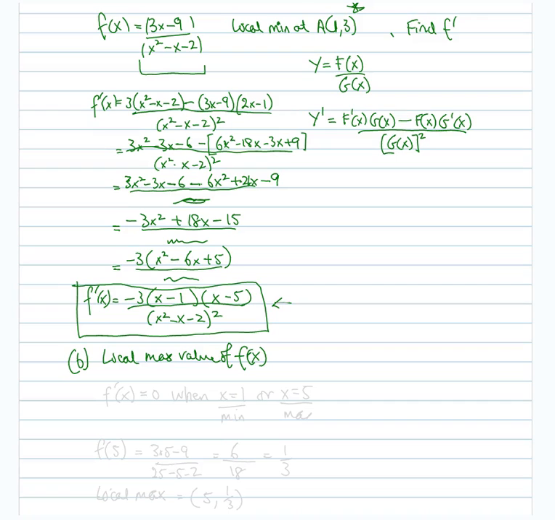So how do you get a 0 from this function? Well, it can only happen, so f prime of x equals 0 when x equals 1 or x equals 5. Okay, now we know that x equals 1 is a minimum because we were told that, so the maximum has to be at x equals 5.